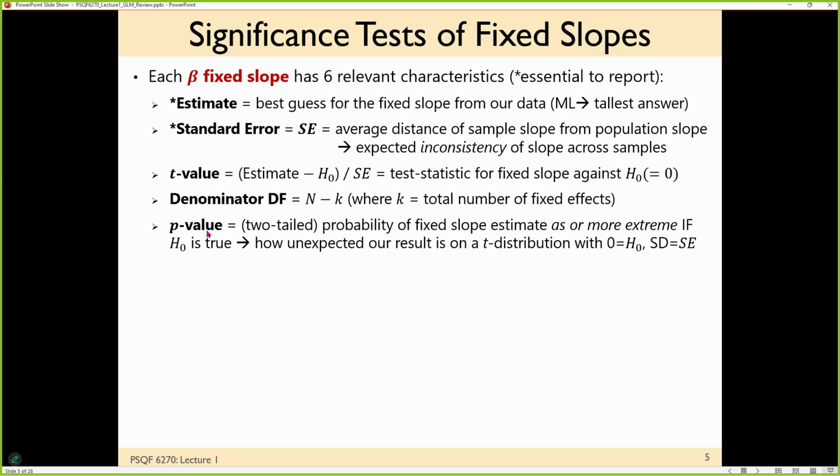P-value. People love to misinterpret this, but we're not going to be those people. It is the probability of finding a result as extreme if the null hypothesis is true. How unexpected is this? And we typically use a cutoff, what's known as an alpha level of 0.05 in the social sciences. That means we're willing to be wrong 1 time out of 20, that we declared something really unexpected, but it wasn't really that unexpected.